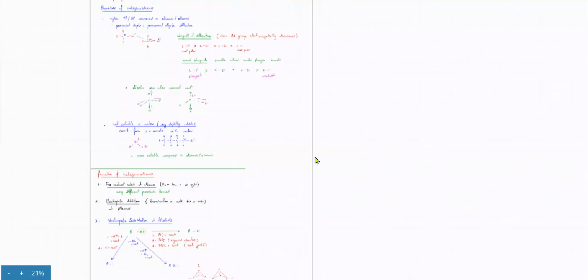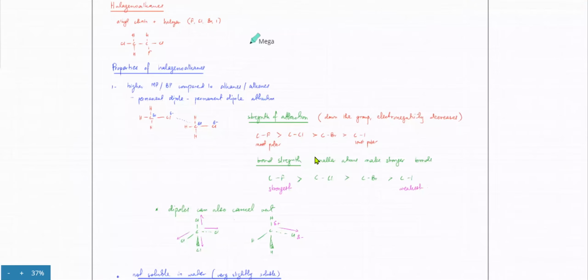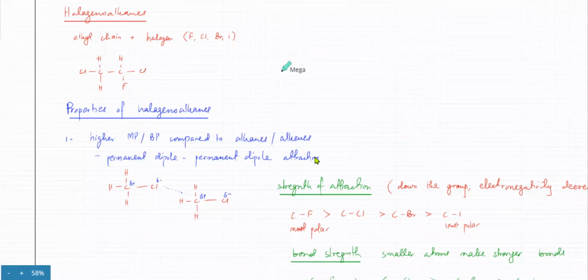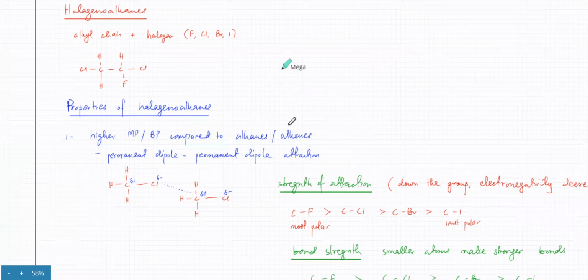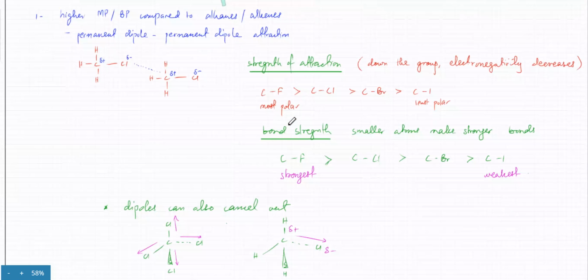What we had started was we had started doing halogenoalkanes, right? Halogenoalkanes were that you had a carbon chain which had chlorine and fluorine and bromine and iodine halogens in it. And we talked about the properties, that they were polar molecules. They had dipoles and they would attract each other.